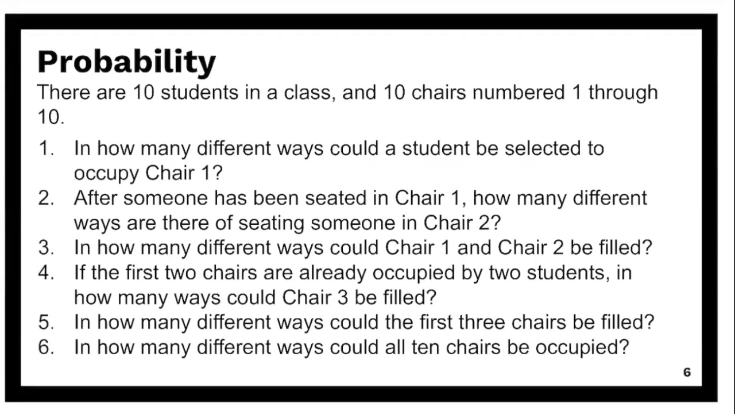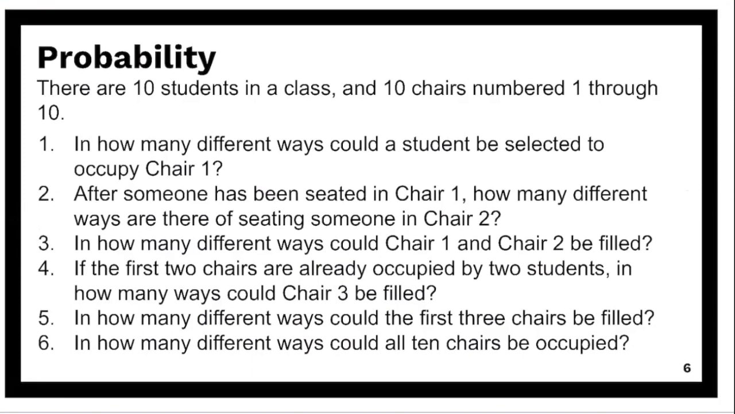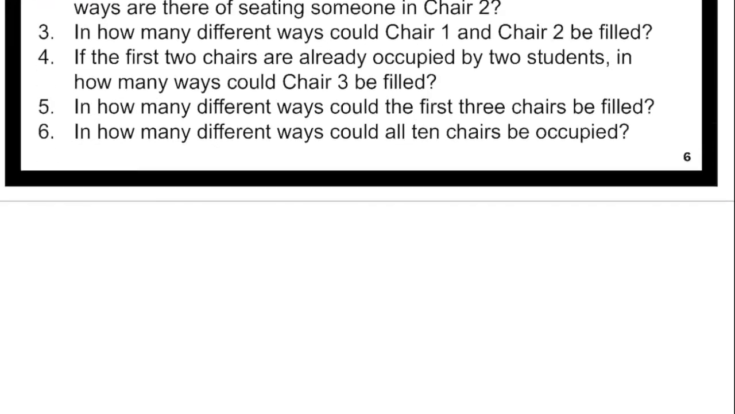All right, so finally we're looking at 10 students in a class and 10 chairs numbered 1 through 10. So first, how many ways could a student be selected to occupy chair 1? Some of these might seem straightforward, but one thing to watch out for with probability is sometimes the answer isn't always intuitive, or it isn't always obvious right away. Number 1 is pretty easy. So here, how many different ways could a student occupy chair 1? Well, we have our 10 chairs.